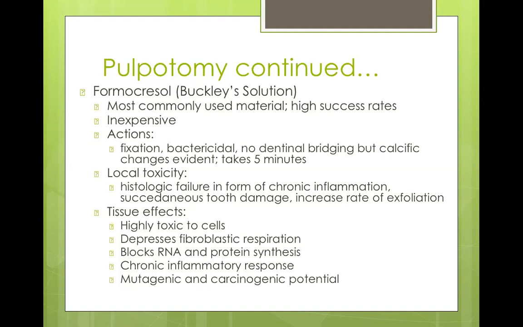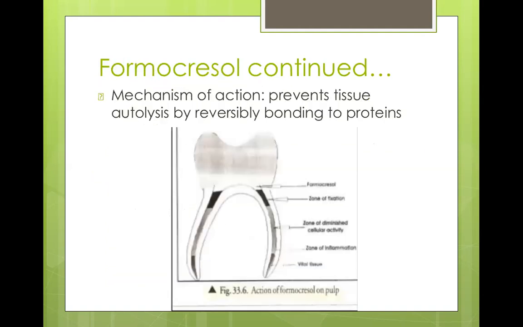Some tissue effects: formocresol on its own is highly toxic to cells, depresses fibroblastic respiration, blocks RNA and protein synthesis, and we already talked about the chronic inflammatory response, and it may have mutagenic or carcinogenic potential, like we talked about. The mechanism of action is that it prevents tissue autolysis by reversibly binding to proteins.